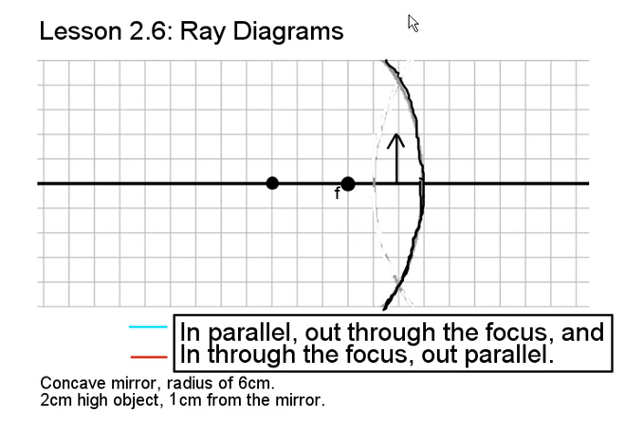The last image we got was magnified and inverted. We'll see if we get anything different this time. So the two rays that we're used to drawing are one that goes in parallel and comes out through the focus, one that goes in through the focus and comes out parallel.